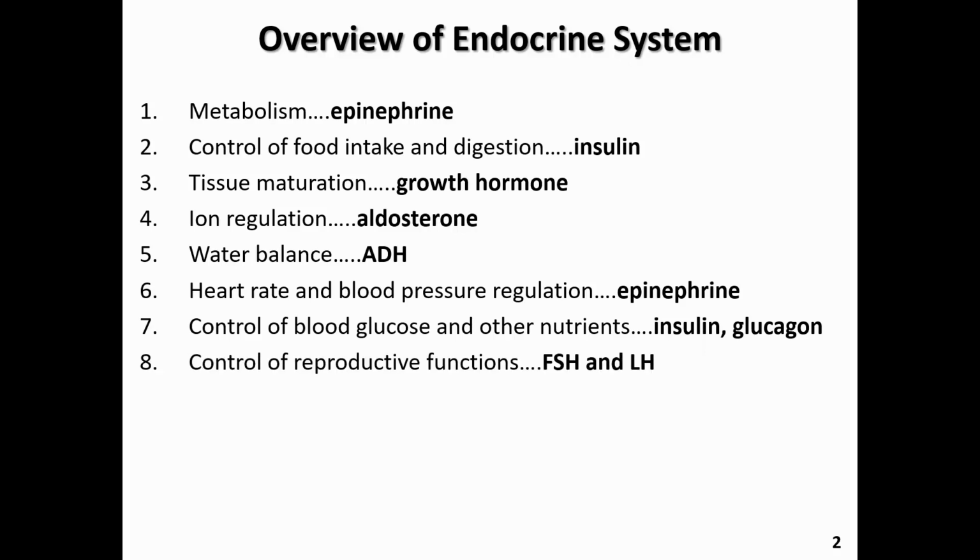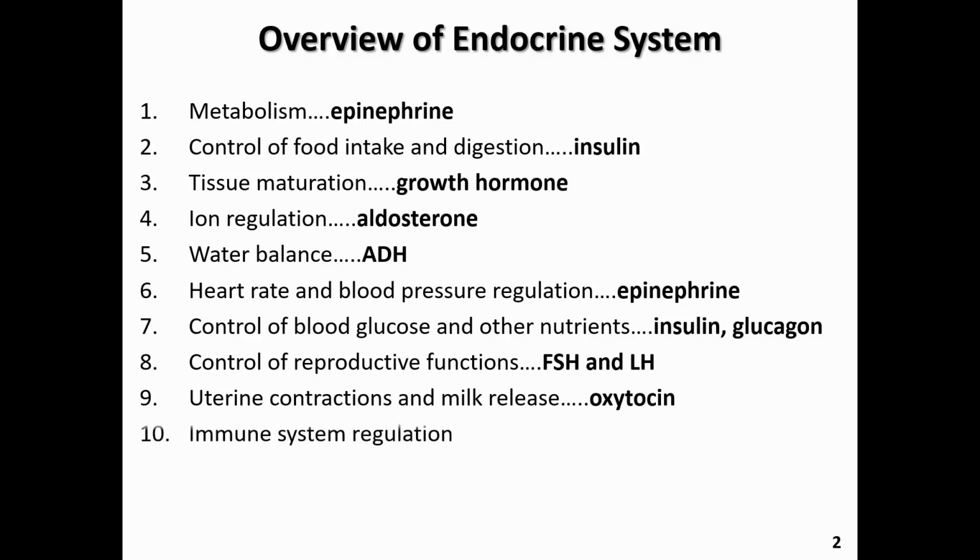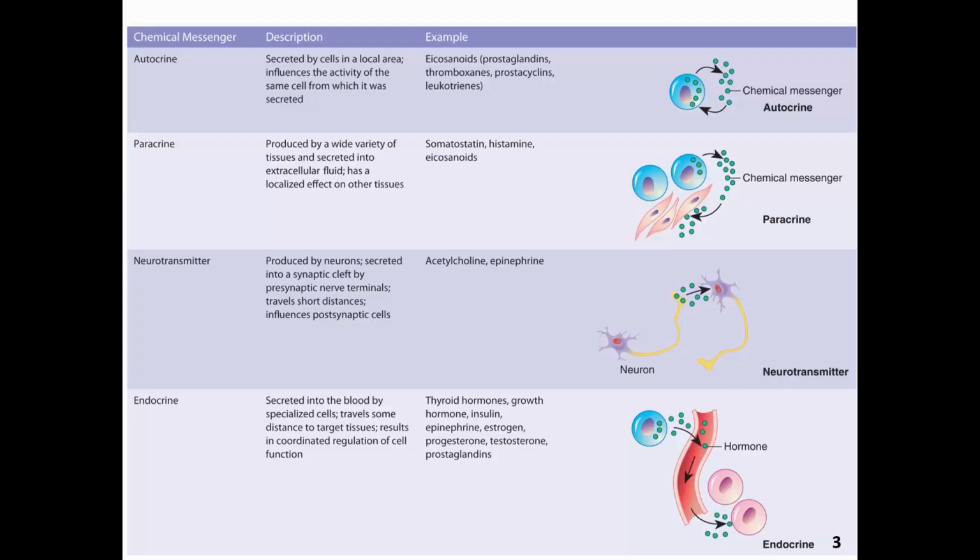Reproductive function is regulated by two hormones that are secreted from the anterior pituitary, follicle stimulating hormone and luteinizing hormone. Uterine contractions and milk release is regulated by the secretion of a hormone referred to as oxytocin, and various functions related to the immune system are also regulated by secretions of the endocrine system.